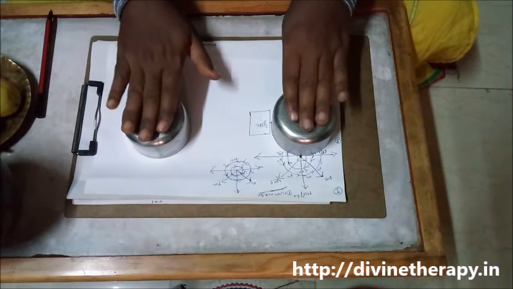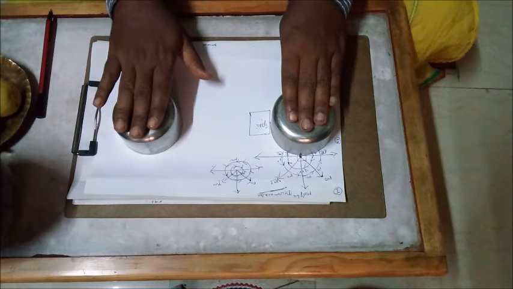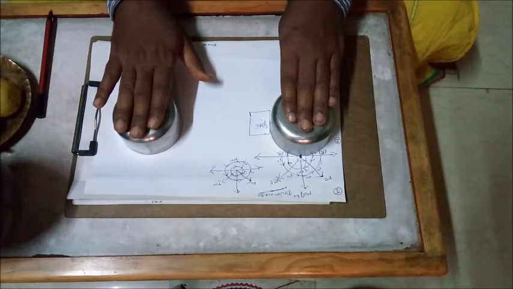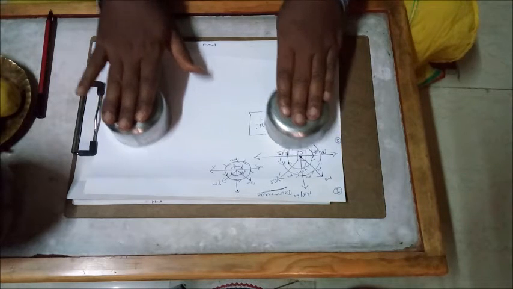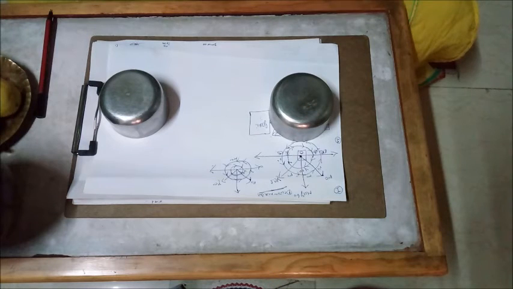Now I'll check. See, these 2 cups contain some value, and these 2 cups have their own energy, because already 1 cup has a 2 rupees coin and 1 cup has a 1 rupee coin. I don't know which cup contains 1 rupee and which cup contains 2 rupees. Now I will ask, are these 2 products balanced or not?